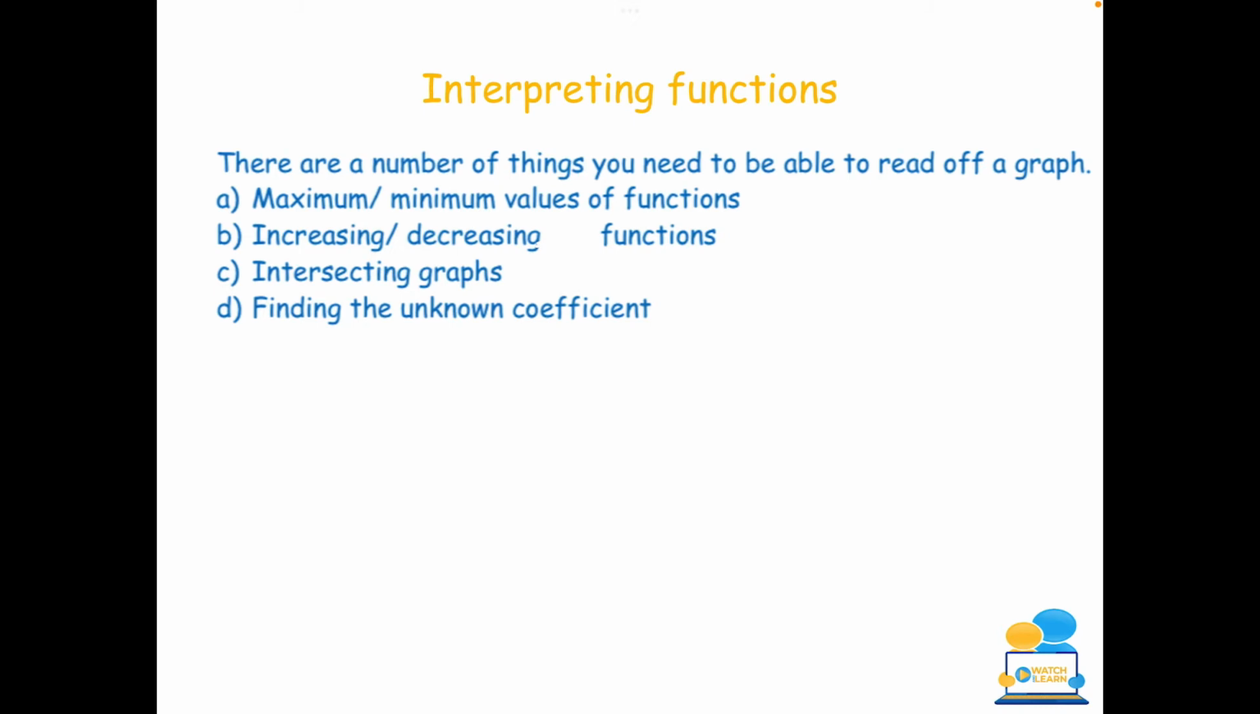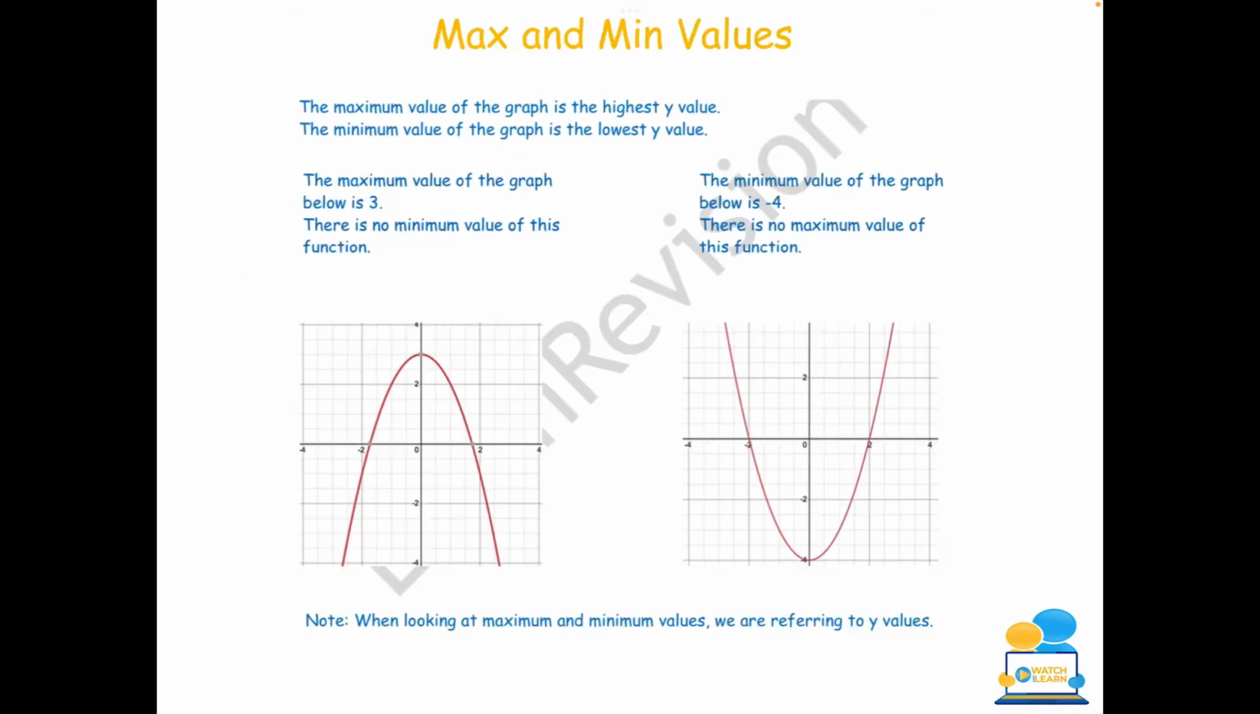So section 3 brings us to interpreting functions. There are a number of things you need to be able to read off a graph. You need to be able to read the max and min values of the function, where the graph is increasing and decreasing. Where graphs are intersecting, you need to know how to do this algebraically, and also reading off the graphs and finding the unknown coefficient.